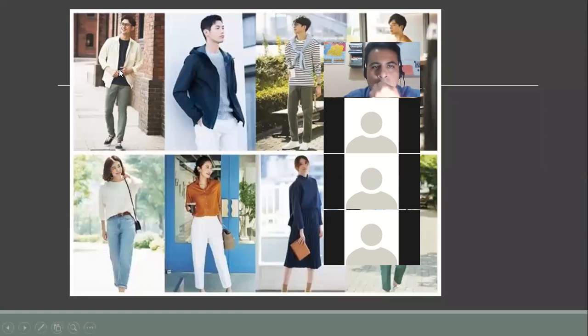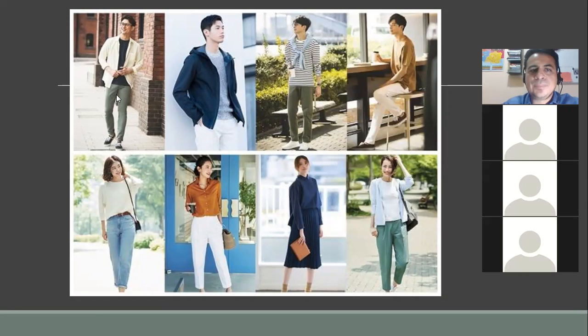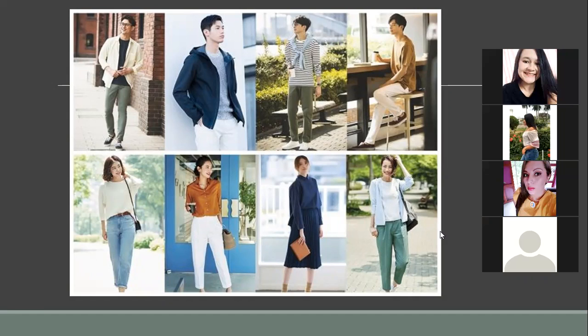Okay, so here I have 8 pictures. I have 4 men, 4 women pictures. They're wearing different types of things, okay? I want to see if you paid attention to the vocabulary, okay? Let's say, for example, who wants to go first? Okay, let's see.